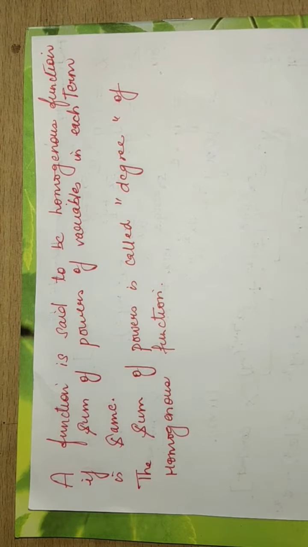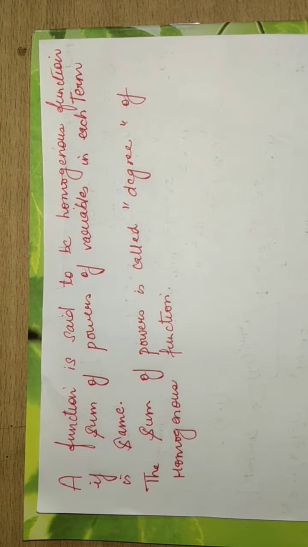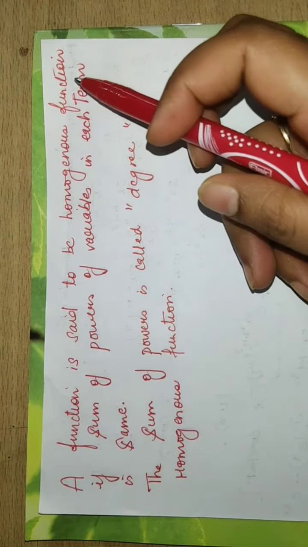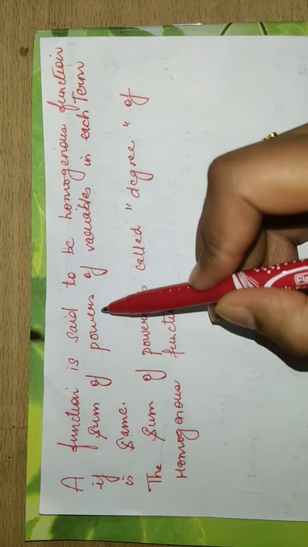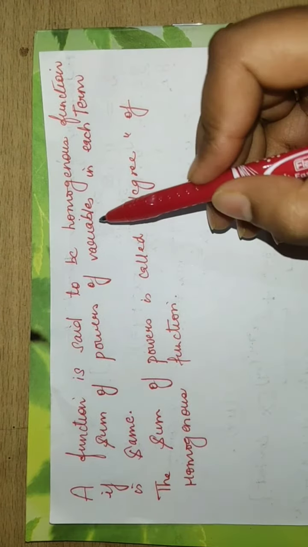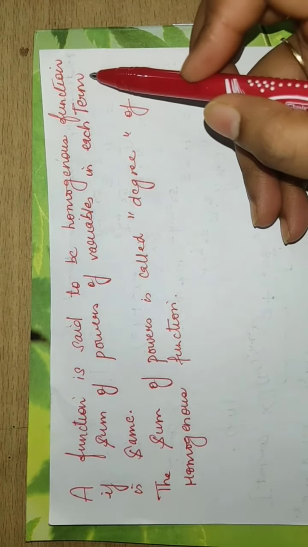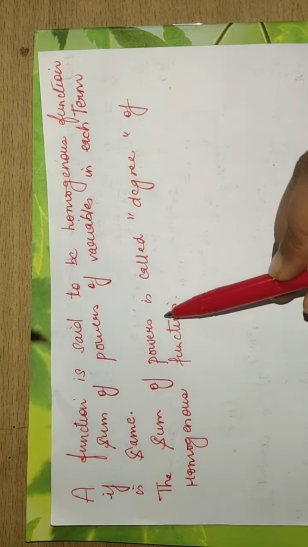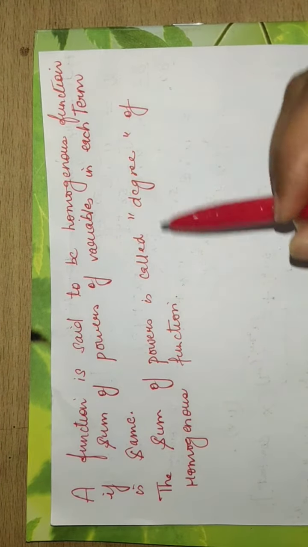Today we are going to discuss homogeneous functions and Euler's theorem. Let us first define what is a homogeneous function. A function is said to be a homogeneous function if the sum of powers of variables in each term is the same. The sum of powers is called the degree of the homogeneous function.